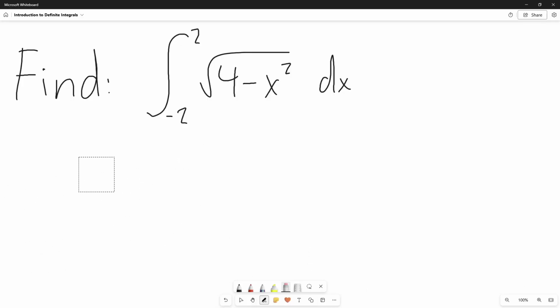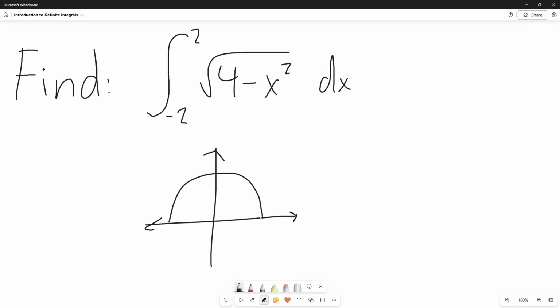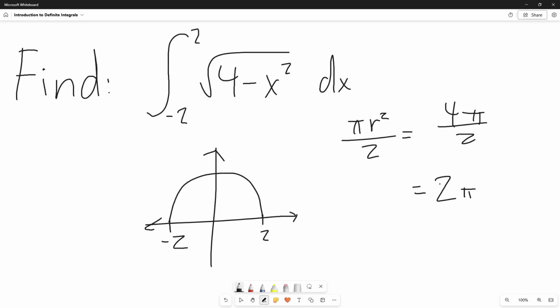So let's draw our circle. It's going to be like this, from -2 to 2. And the area of a circle is pi r squared. But for a semicircle, it's divided by 2, obviously. And we have our radius, which is just 2. So radius squared is 4, pi times 4 over 2 is just 2 pi. And that's our final answer.